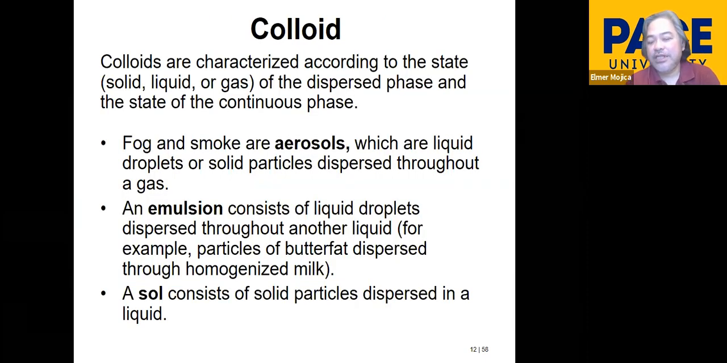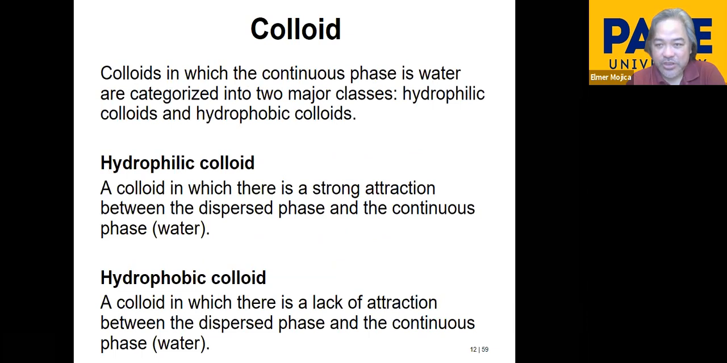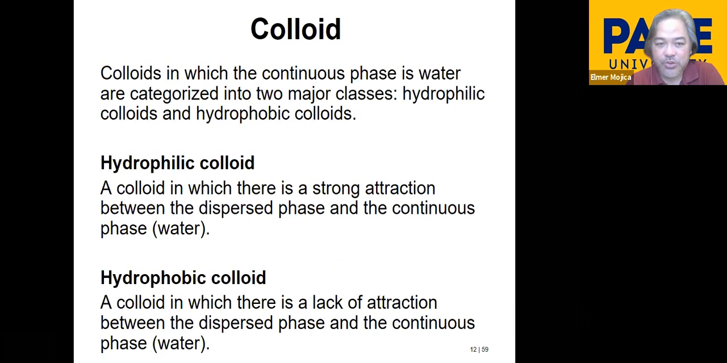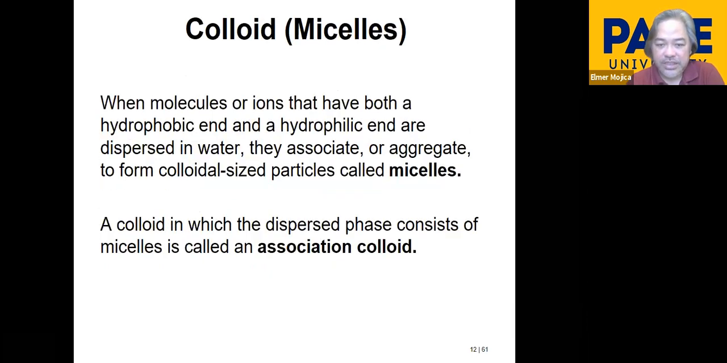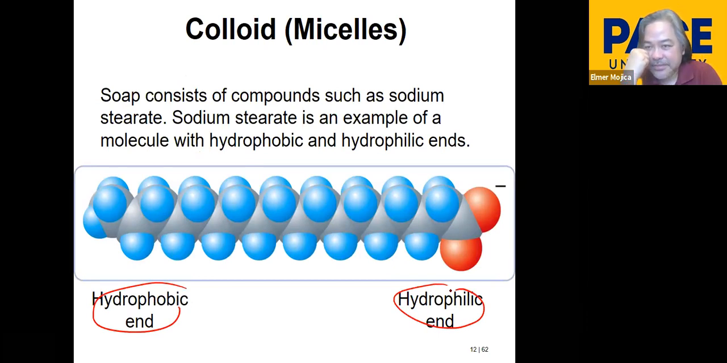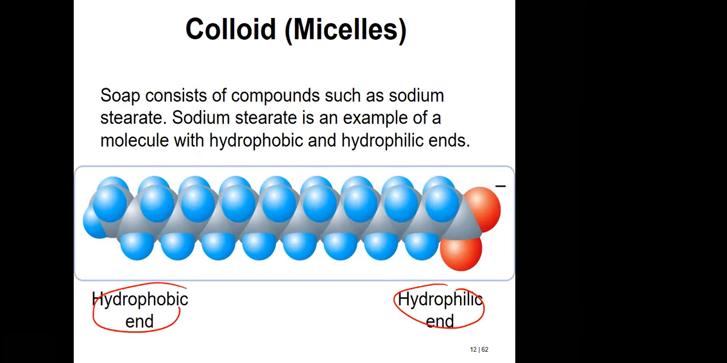Now, the reason I included this is because there are a lot of colloids around us. And the best example of a colloid that we have here is soap. Okay. How does soap clean? Usually in soap, you have a hydrophobic end and a hydrophilic end. Have you imagined? What do you think is the soap? Is it polar or non-polar? Non-polar.